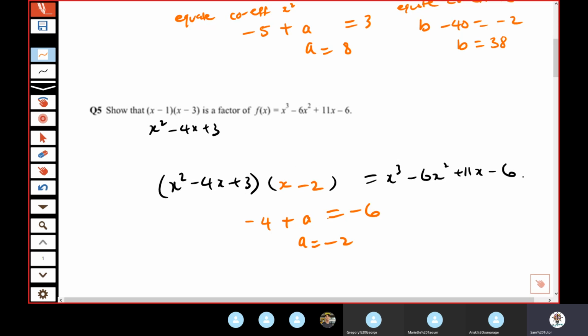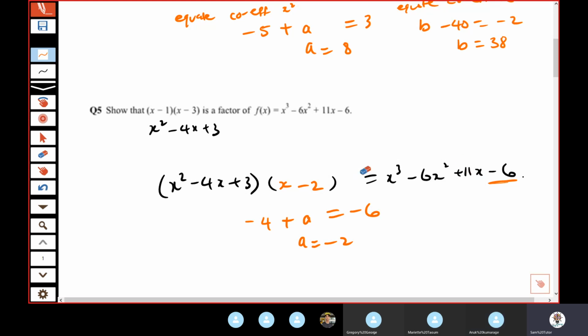Done, if I know it's a factor. But let's assume we didn't know. What I will do, can you see how 3 times negative 2 also gives me negative 6? Yeah. So I know it's done. There's no remainder. So you basically equate the constants. That is all you're doing. Constants at the end? Yeah, correct. Just to double check that there are no remainders. Okay, cool.